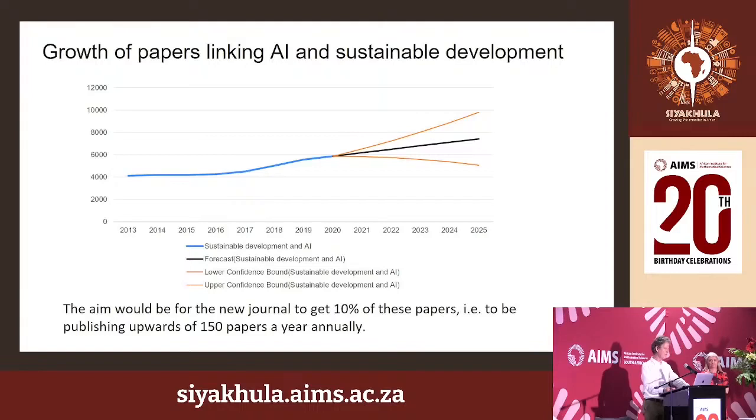But I am very confident this will be a very exciting and popular topic, that we'll see more interest and development. So we believe this journal has the potential to become a leading light in this topic of research. So the aim will be for the new journal to attract at least 10% of the papers in this area, pushing towards 150 papers annually. But I think we can do better than that as well.